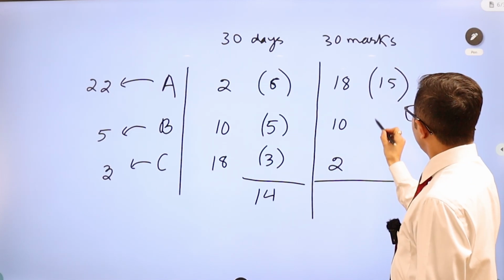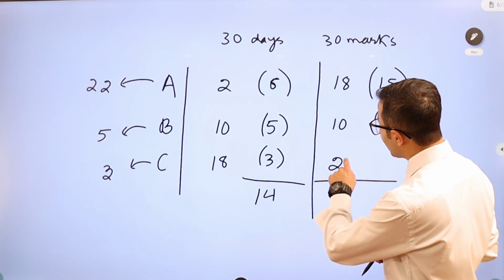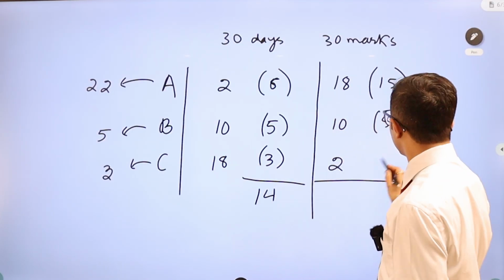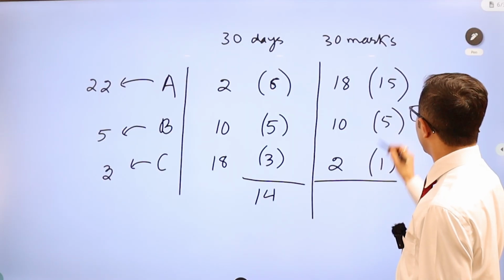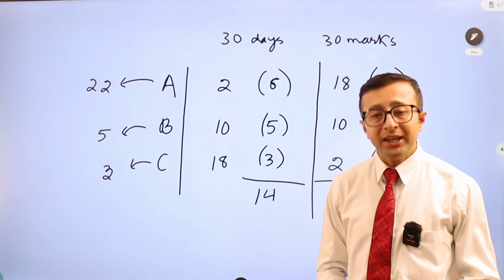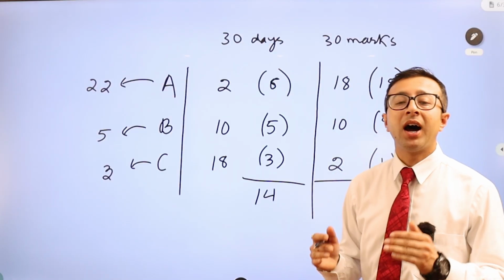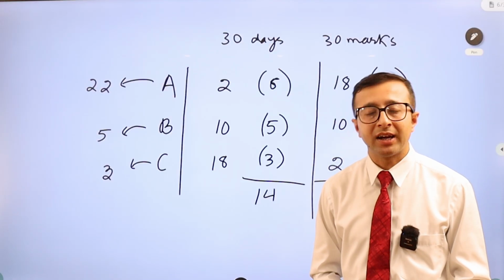Second, suppose you have scored 5 here. For preparing 2 days for chapter C, suppose you have scored 1 mark. Now calculate it, you will be getting 21 marks. Minimum you will be getting 21 marks. That's a simple example of how we need to prepare for the examinations.